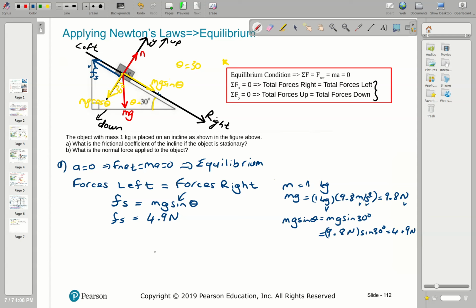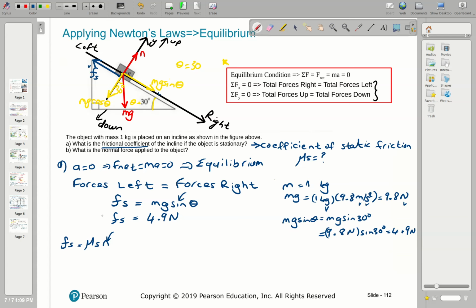Am I done? No. The question is asking what is the frictional coefficient. It should actually say static friction coefficient, right? Because it's stationary, so let me add that. Or coefficient of static friction, as it is in our book. We call this mu s. So we're looking for mu s, not Fs. How do I find it? I look at my friction force equation: it equals the coefficient of friction, static in this case, times the normal force. I have to find the normal force now.